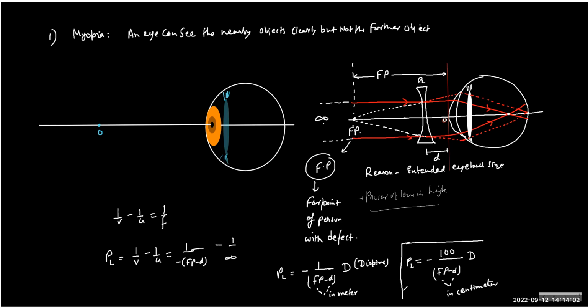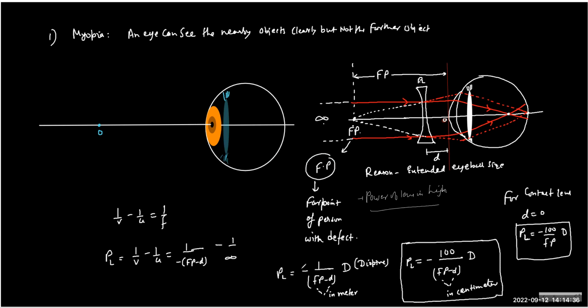If you ask any person with myopia, he will say he is having negative power, minus 1.2, minus 0.25, which is generally very, very small. Many will say they have 0.25. So what we can add is, for a contact lens, D is 0, and therefore the power will become minus 100 upon the far point. Understood?